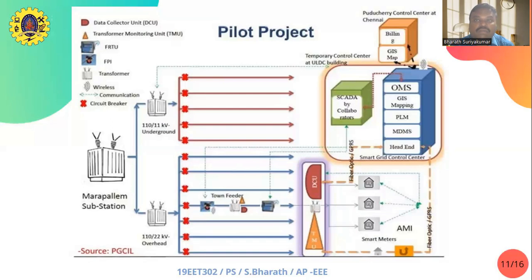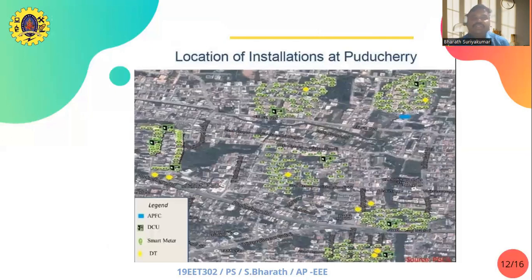The Puducherry Control Center also has a link to the data collection unit, transformer monitoring unit, and all those units have interconnection between all the places. So the communication becomes easy, even at the load side. This is the location of installation of these smart meters in Puducherry. You can see the image taken from Google, where all these smart meters are implemented. The green colors show the smart meters. Blue color represents the APFC, green boxes represent the DCUs, and yellow color lines represent the DPs.